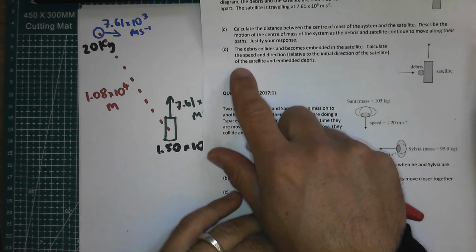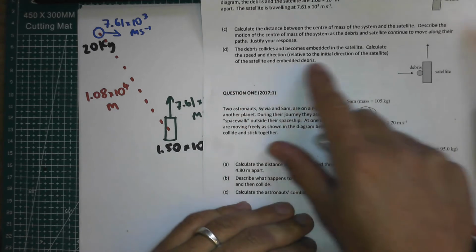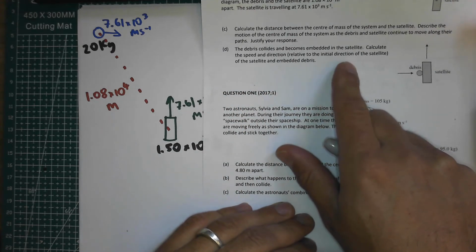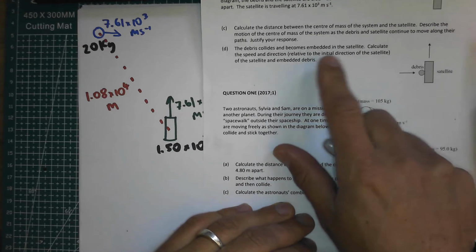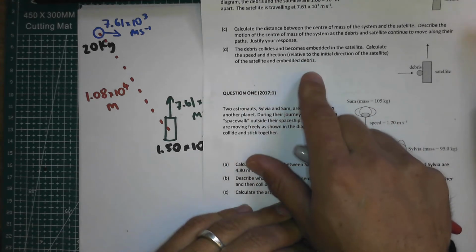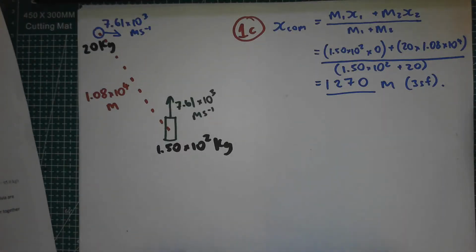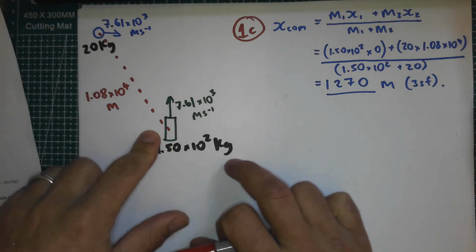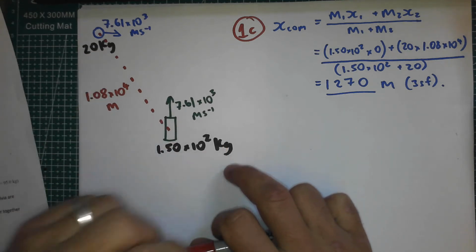Then for D here, the debris collides and becomes embedded in the satellite. Calculate the speed and direction relative to the initial direction of the satellite, and the embedded debris. Okay, so this is probably a conservation of momentum question. So basically, the total momentum at the start is going to be equal to the total momentum after the collision.